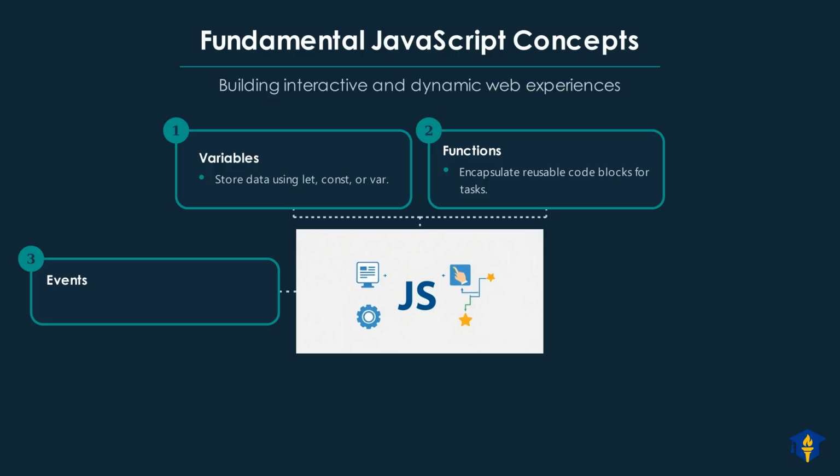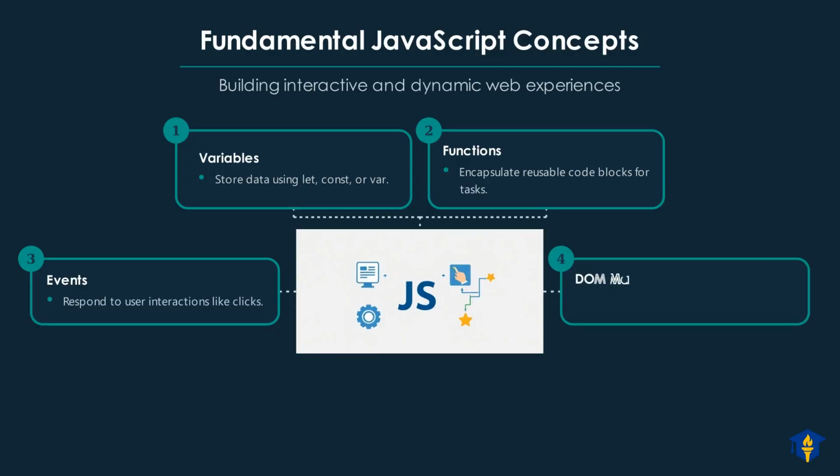Events are actions that occur in the browser, such as user interactions, to which JavaScript can respond. You can write code to respond to user interactions, like clicks or key presses, making your pages interactive. DOM manipulation allows you to dynamically change the content and style of your web page. With JavaScript, you can modify HTML and CSS elements, updating your page in real time.